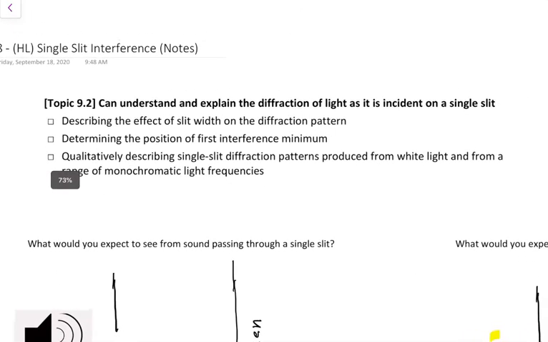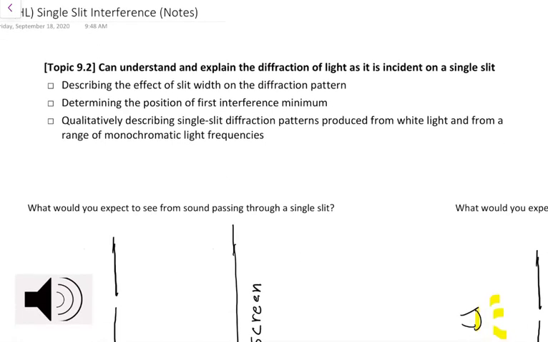So this goes to topic 9.2, where we're going to understand and explain the diffraction of light incident on a single slit. We're going to describe the effect of slit width on the diffraction pattern. We are going to determine the position of the first interference minimum, and we are going to qualitatively describe single slit diffraction patterns produced from white light and from a range of monochromatic light frequencies.